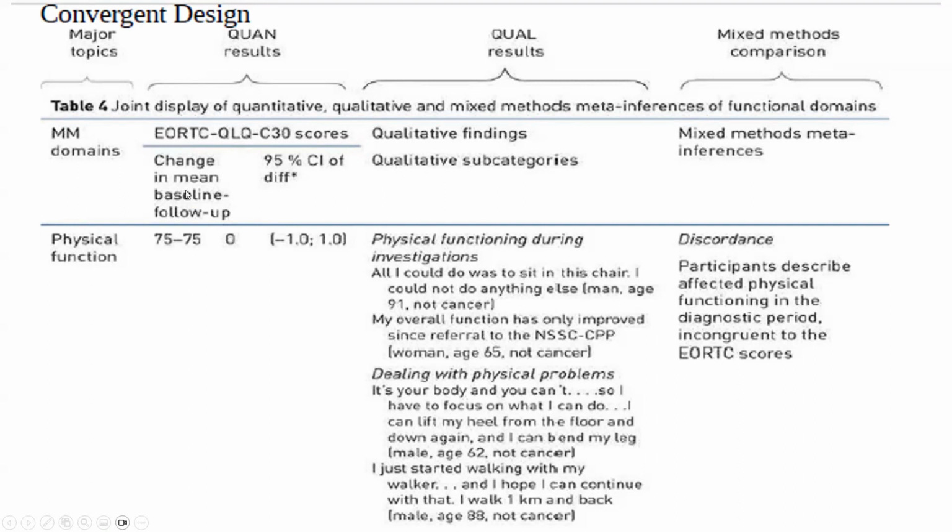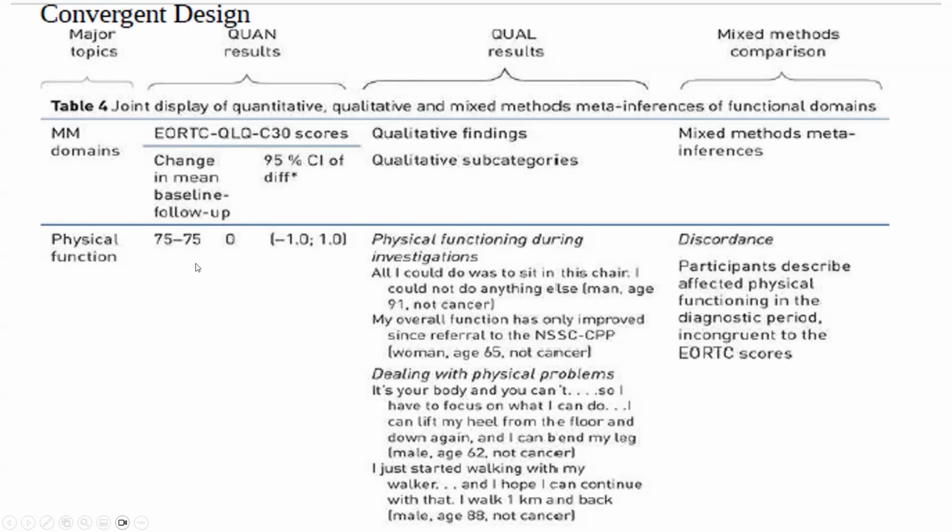Quantitative result means what? 95% confidence. 70, what is the range? 75, 75. What is the range? -1, -1. -1 plus 1, that is the range. This is the point result. How are you integrating? In one column, you are showing quantitative. In another column, you are showing qualitative.